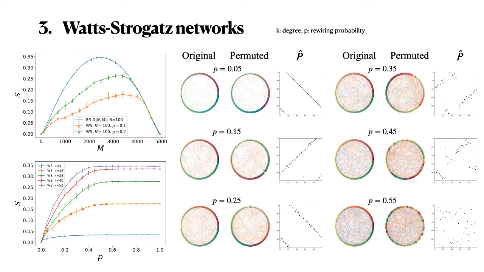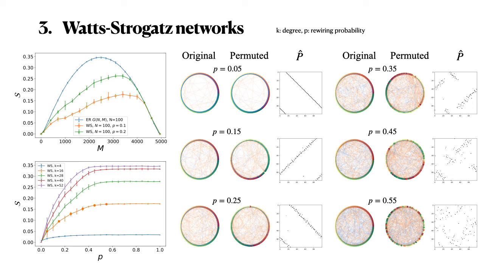The third example is Watts-Strogatz networks. Here we measured S as a function of the number of edges m as well as the rewiring probability p. And we can see that Watts-Strogatz networks are less or equally symmetric as ER networks. As the rewiring probability increases and more and more edges are rewired, the Watts-Strogatz networks become more and more asymmetric until they become indistinguishable from an ER network with the same number of edges, and S saturates to that of an ER network.